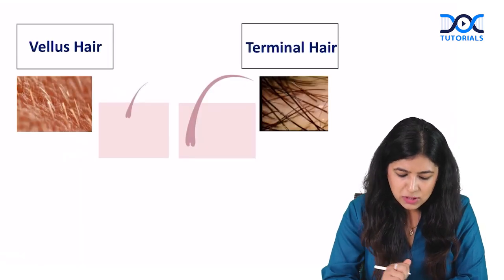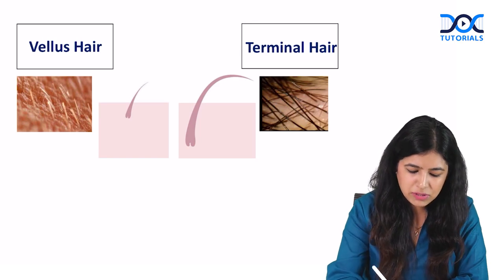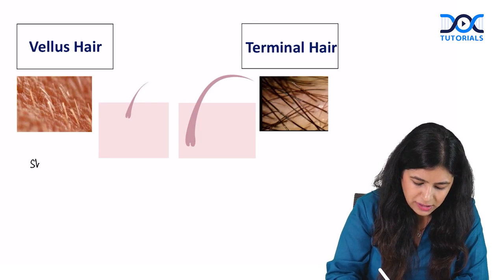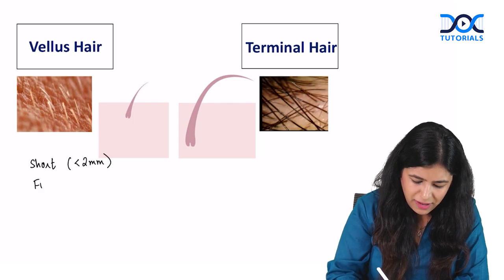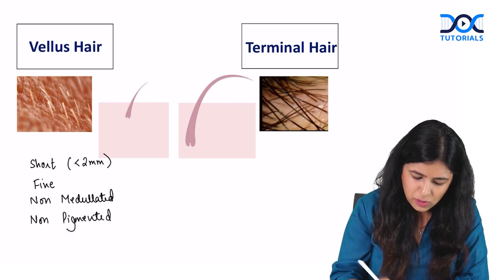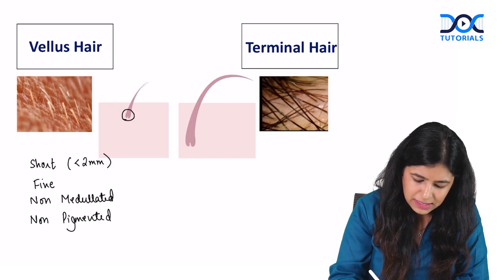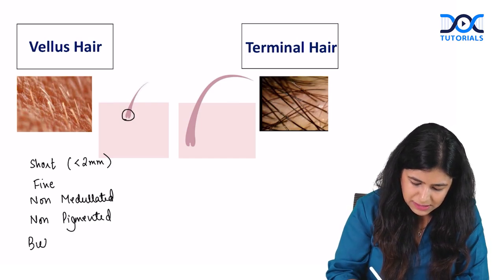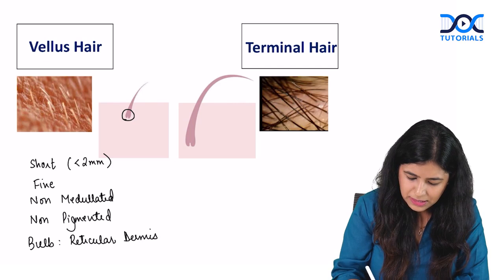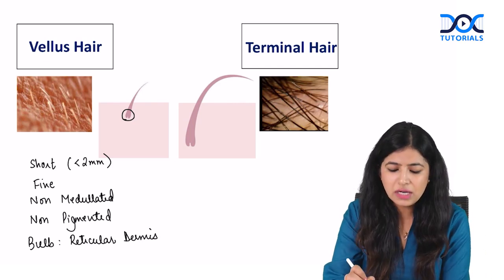Now, coming to the other 2 types, which are the vellus and the terminal, it is important to know the differences. The vellus hairs, as you can see in the image, are short hair. Generally, they are less than 2 mm in length. They are fine, very thin, non-medullated, and non-pigmented. Also, if you see the location of the bulb here, they are quite superficial. The bulb is present in the reticular dermis.